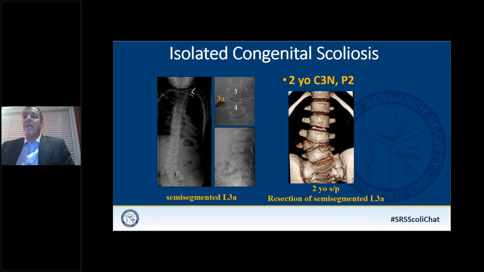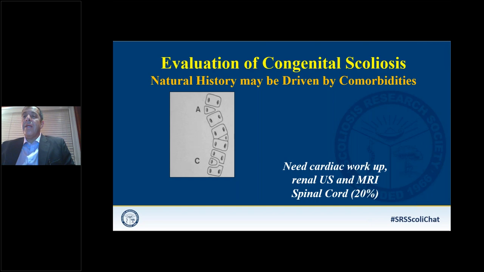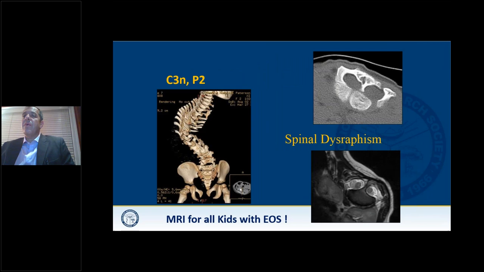Here you see a child with an L3A hemivertebra, as evidenced on a CT scan. This is a kid whose COS is 2, C for congenital, 3 because their curve is more than 50 degrees, normal kyphotic, and P2. P2 implies that this child has exhibited significant progression, which to me is a call for surgical intervention. This child undergoes resection of her hemivertebra, and generally has good outcomes, although the chance of reoperation is quite high.